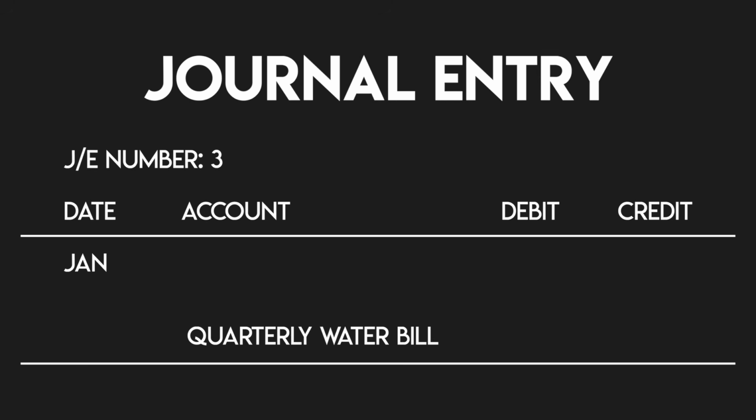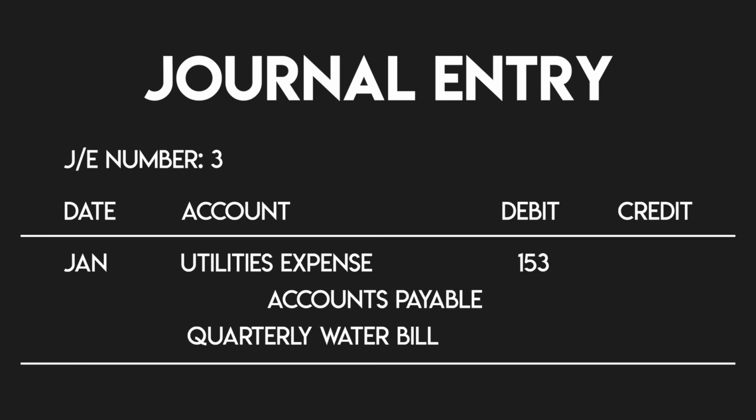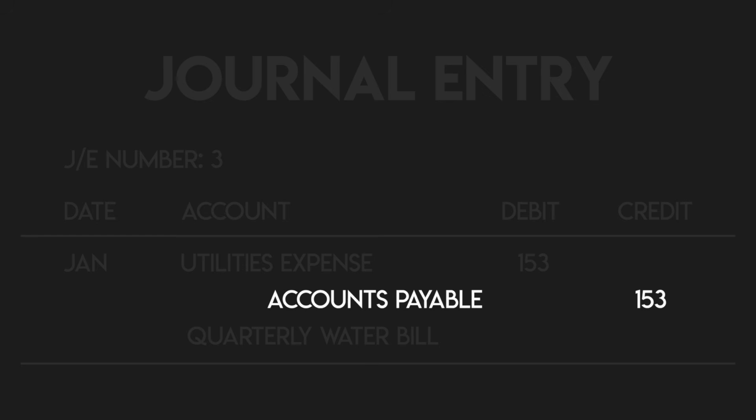The automatic journal entry looks like this. It debits our utilities expense account by $153 to increase our expenses. The other side of this journal entry is going to credit our accounts payable account by $153 in the balance sheet. I just want to point out at this moment that we haven't actually paid our water bill yet. We have only received the bill and now we have 30 days in order to make the payment. We owe money to the water supplier, so we have a liability in our balance sheet.